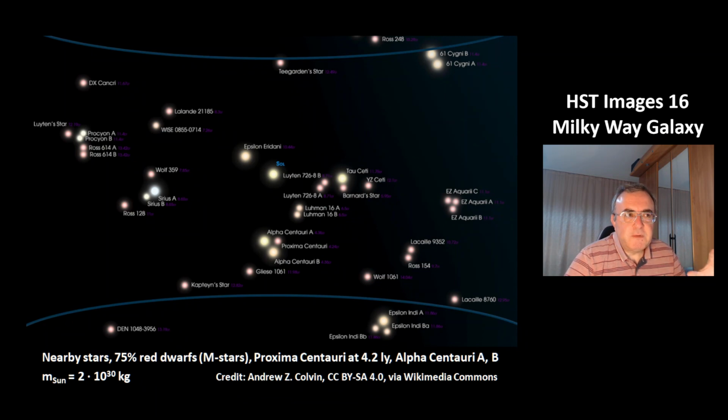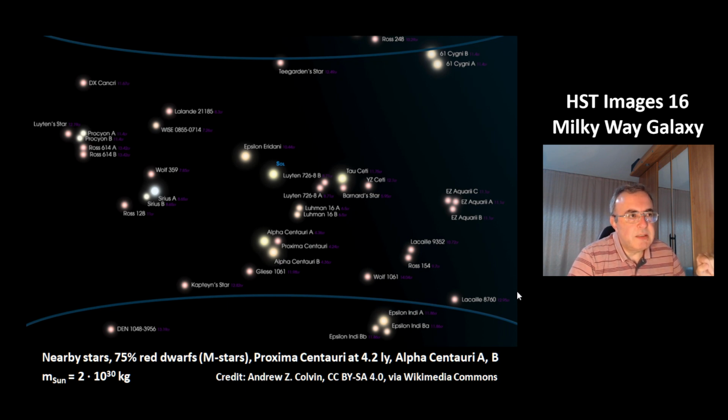This is a picture of the nearby stars around the Sun. Sun is here in the middle, Sol. And you can see most of the stars around the Sun, as well as the galaxy, are red dwarfs, M stars. That's 75%. They have a typical mass of about 10 to 60% of the Sun's mass.